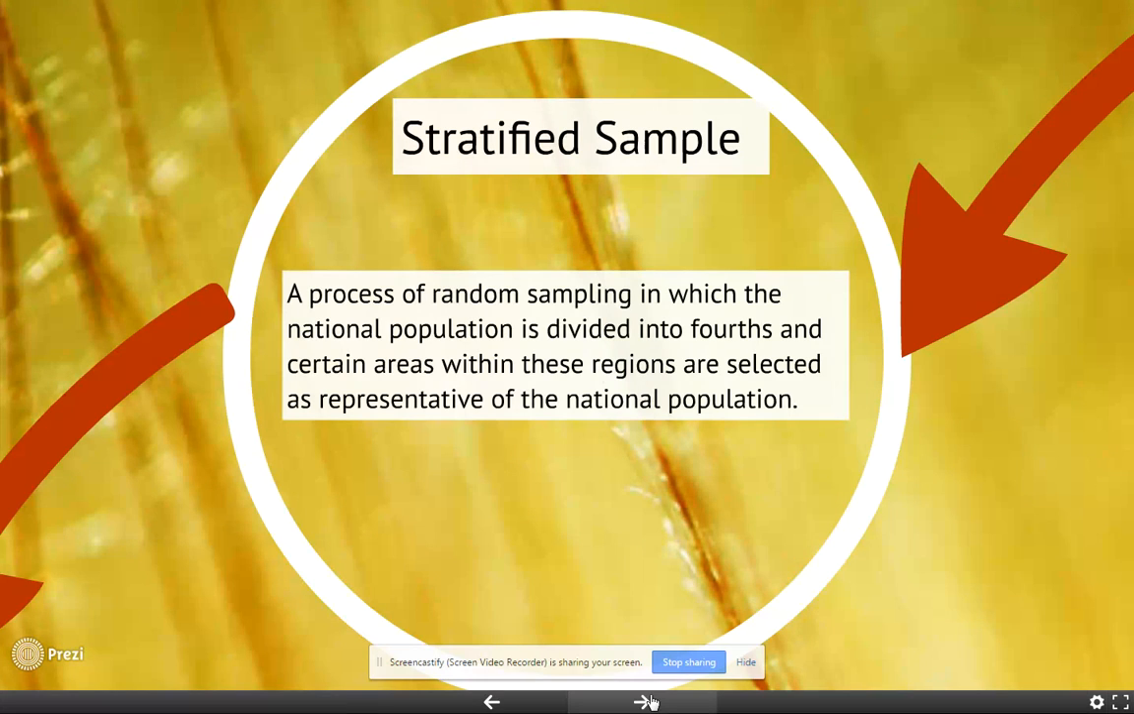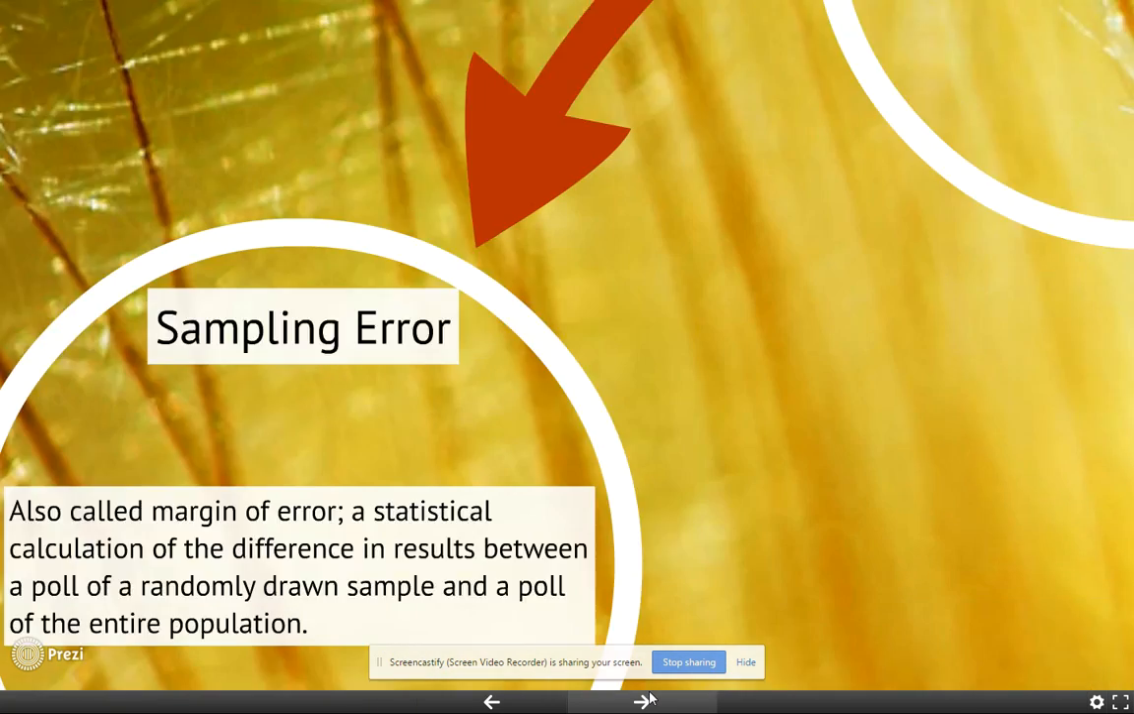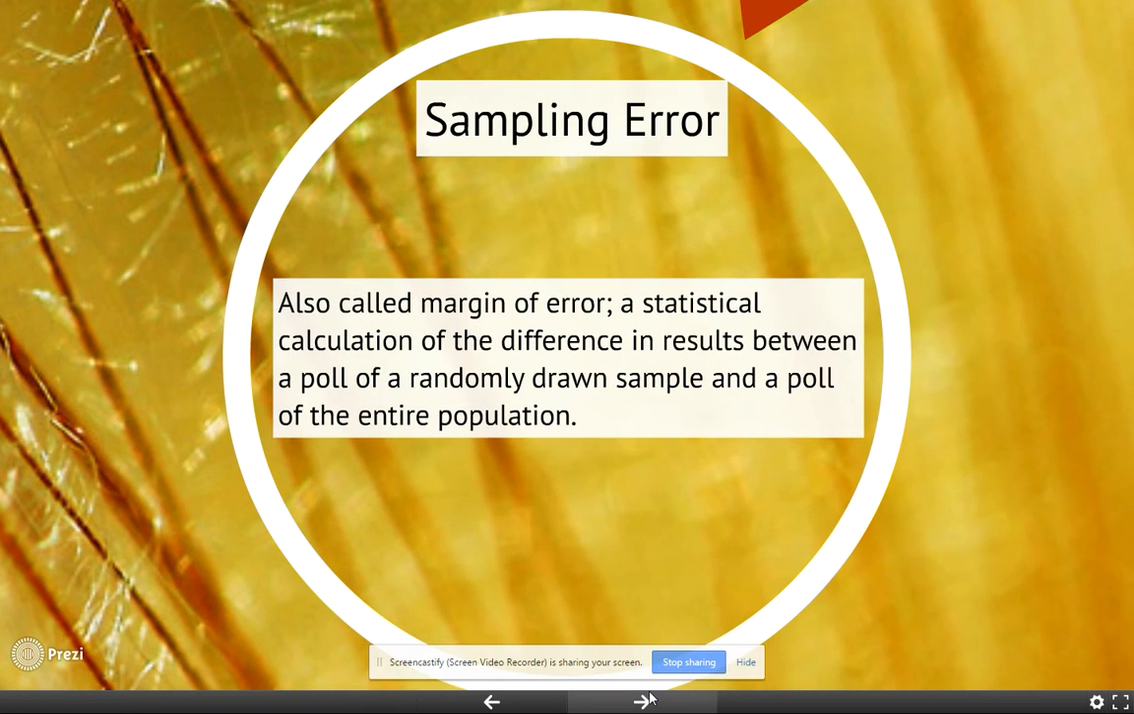To adjust for problems with sampling, every poll that relies on a sample has a sampling error, sometimes called a margin of error, which is a statistical calculation of the difference in results between a poll of a randomly drawn sample and a poll of the entire population. Most polls have a sampling error of plus or minus 3 percentage points. This means 3 percentage points should be added and subtracted from the poll results to find the range of the population. If you need to write this down, pause.